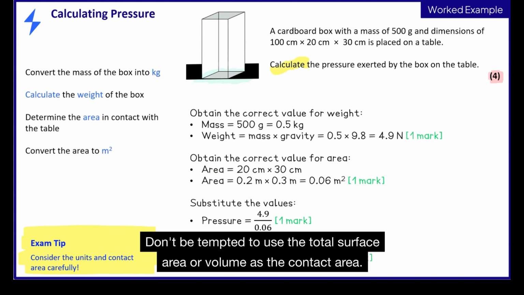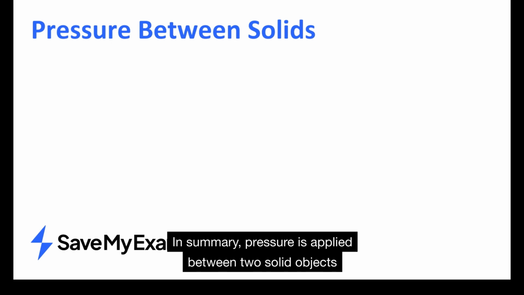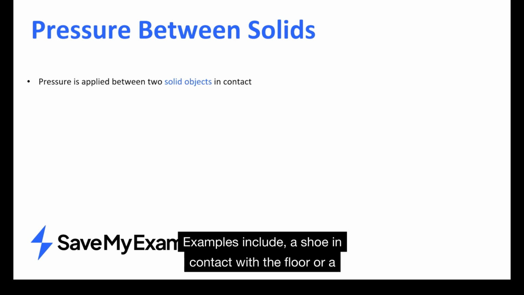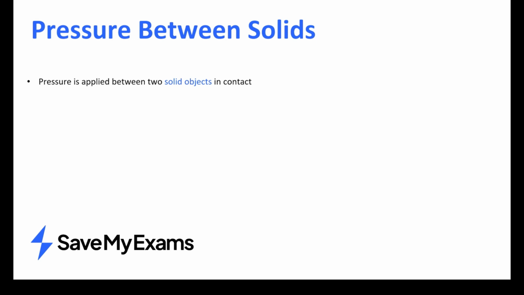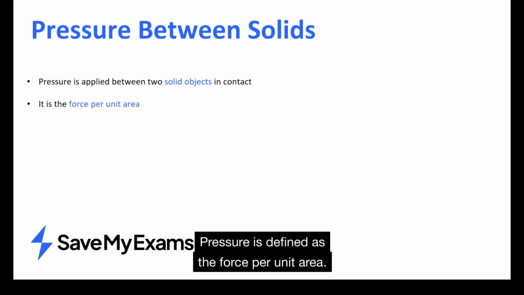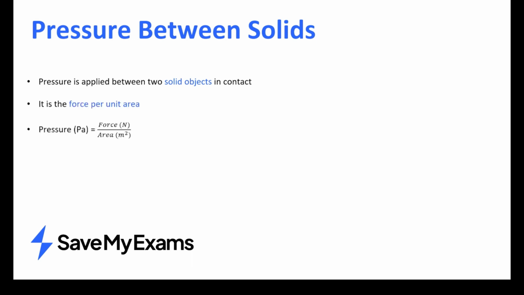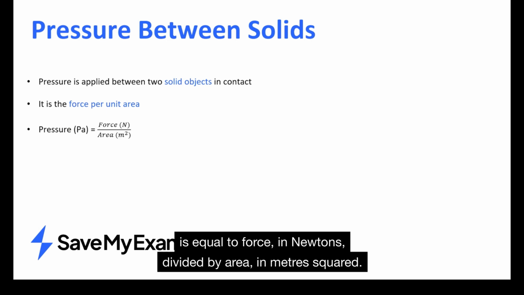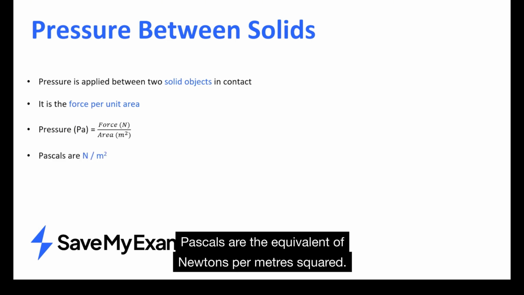Don't be tempted to use the total surface area or volume as the contact area. In summary, pressure is applied between 2 solid objects in contact with each other. Examples include a shoe in contact with the floor or a box in contact with a table. Pressure is defined as the force per unit area. It is calculated using the equation pressure in pascals is equal to force in newtons divided by area in meters squared. Pascals are the equivalent of newtons per meter squared.